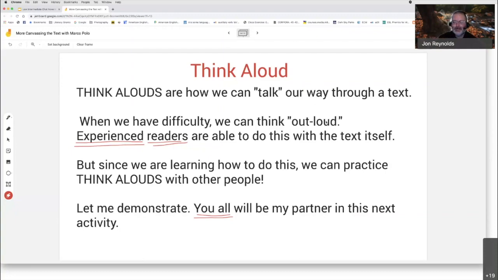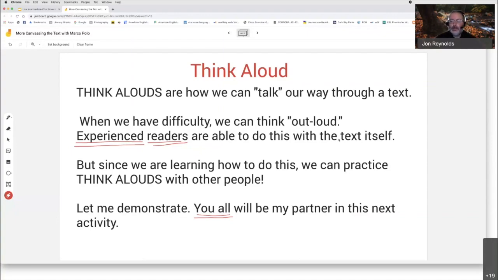But the idea is we're going to show you how you can practice this by practicing with another person, okay? Some of you might remember we did this in the classroom last year. We practiced with other people. Of course, it's a little more difficult to do online, but I'm going to demonstrate a little bit, and then we're going to try it next week, okay? So I'll talk about that in just a moment. But let me demonstrate, okay?